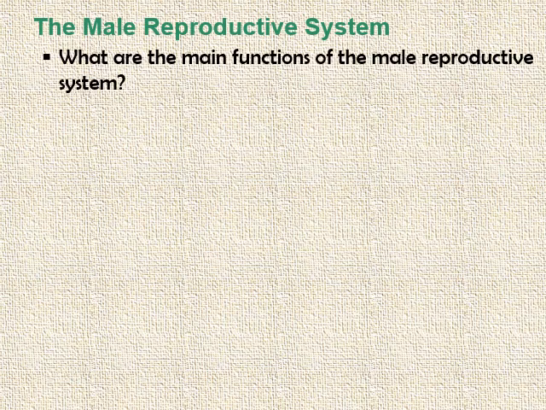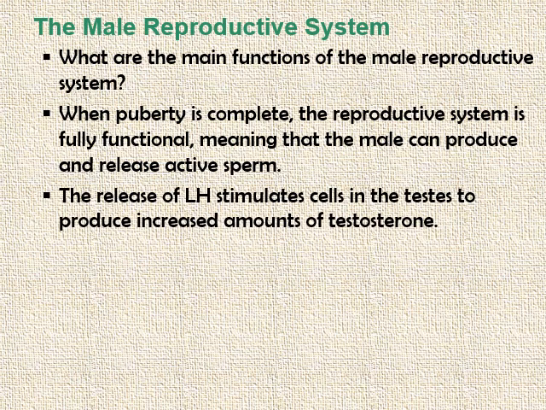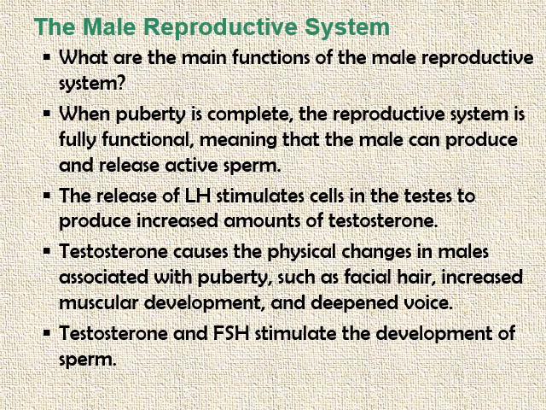The male reproductive system. What are the main functions of the male reproductive system? When puberty is complete, the reproductive system is fully functional, meaning that the male can produce and release active sperm. The release of luteinizing hormone stimulates cells in the testes to produce increased amounts of testosterone. Testosterone causes the physical changes in males associated with puberty, such as facial hair, increased muscular development, and deepening of voice. Testosterone and follicle stimulating hormone stimulate the development of sperm.